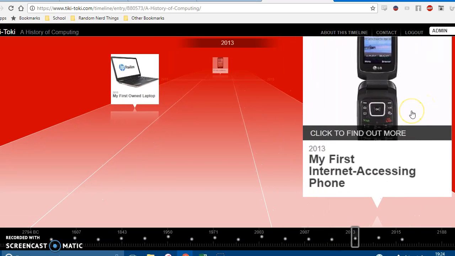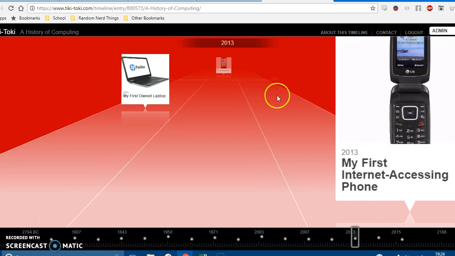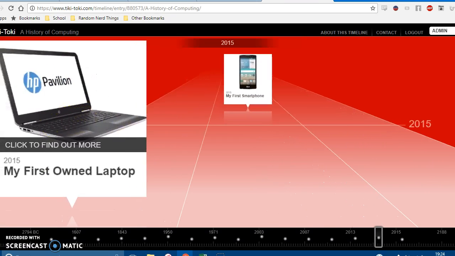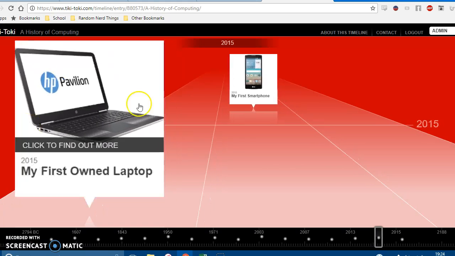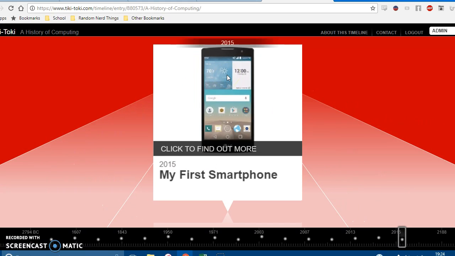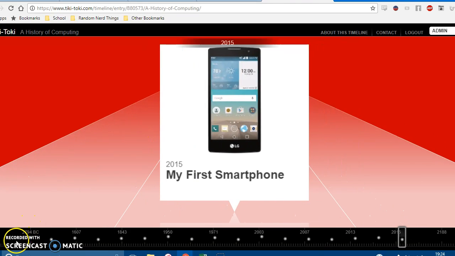My first internet access and phone, nothing special. My first owned laptop, again, not really anything special, but a milestone in my life. And my first smartphone, massively successful, yay!